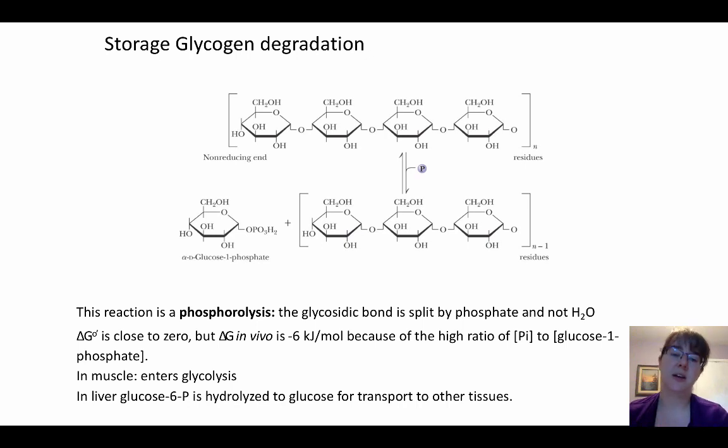For muscles, that glucose 1-phosphate can undergo that one reaction with the phosphoglucomutase to enter glycolysis. In liver, you're still going to have that phosphoglucomutase going from glucose 1-phosphate to glucose 6-phosphate, and then that glucose 6-phosphate can actually enter that last step of gluconeogenesis to be hydrolyzed to glucose for transport to other tissues.